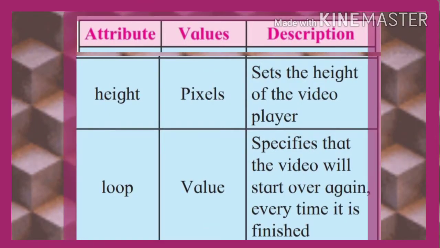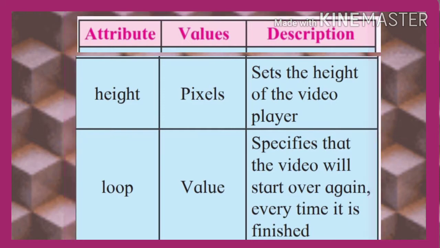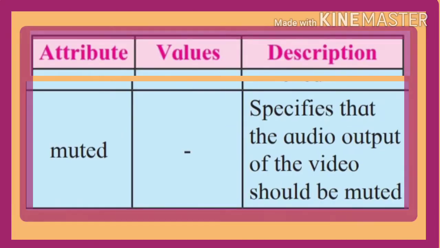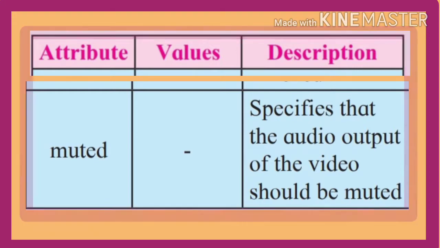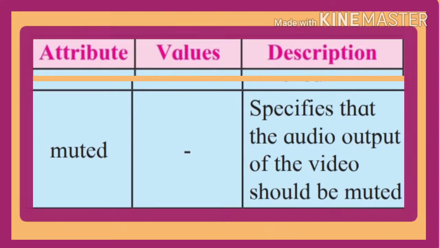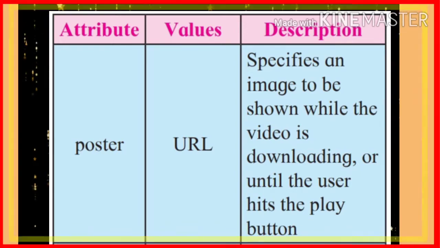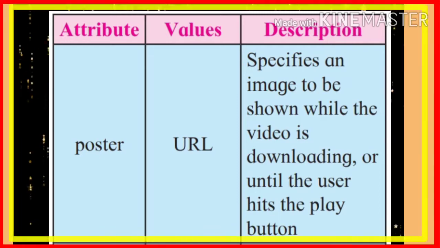Next attribute is height. It has its values in pixels. It is used to specify or set the height of the video on the player. Loop attribute specifies that the video will start over again every time it is finished. Muted attribute specifies that the audio output of the video should be muted. It has no values.